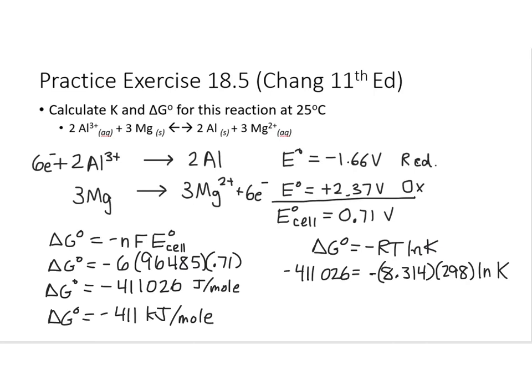So I'm going to do some math. Got positive 166 is equal to ln of K. So K is equal to 1.23 times 10 to the 72nd.